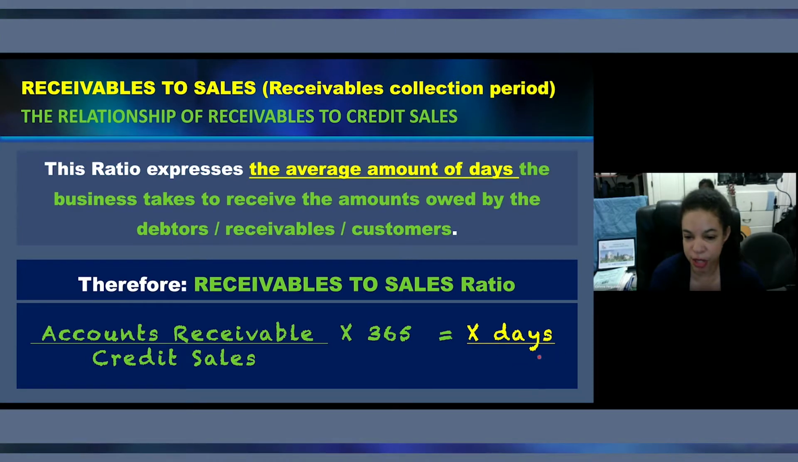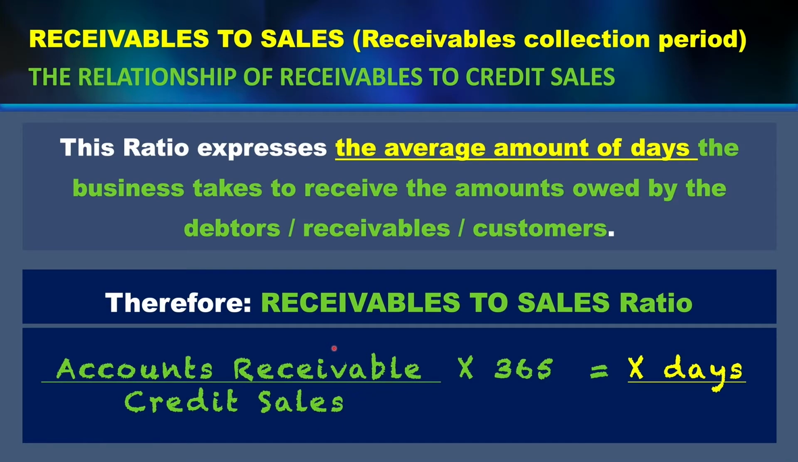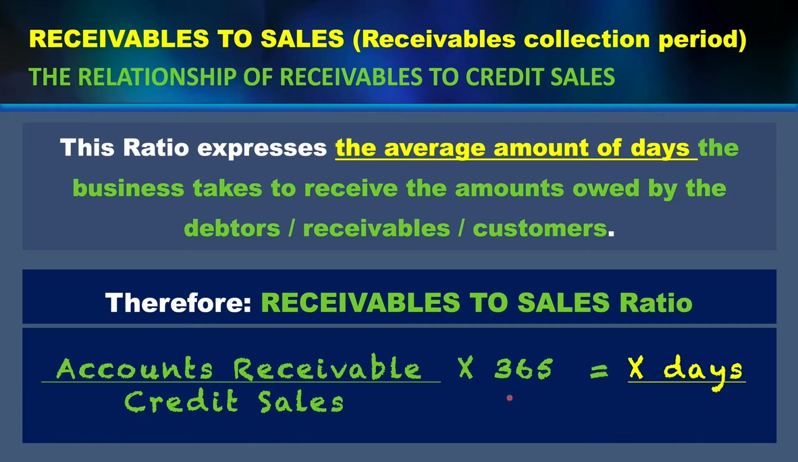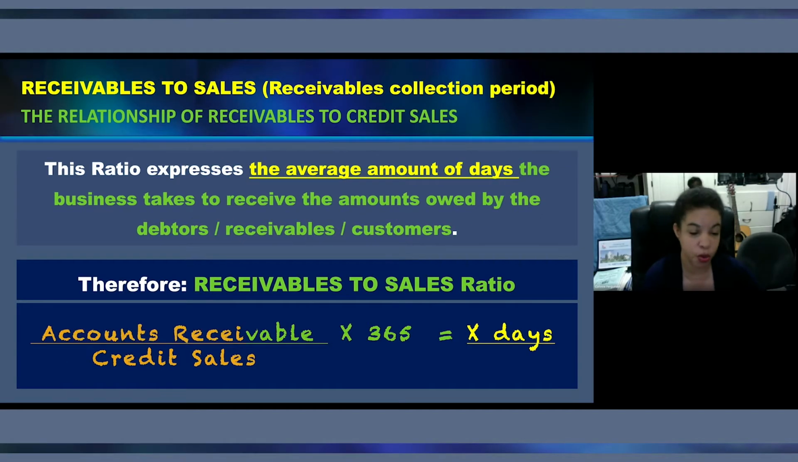So you're going to multiply by 365 and whatever answer you get, you just add days to that. Once again, accounts receivable over credit sales, multiply by 365, and whatever answer you get, days. Credit sales in particular, but if you only have a sales figure in your income statement, or they only give you a sales figure, you are assuming that that is your credit sales figure, that all the sales is credit sales. So whatever sales figure they give you, if it's only one figure they give you for sales, that net sales figure is the figure that you're going to use in this formula.